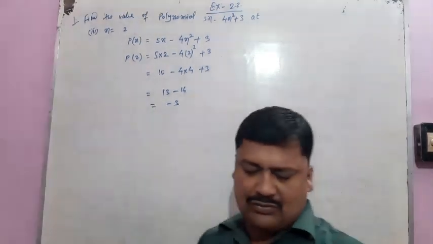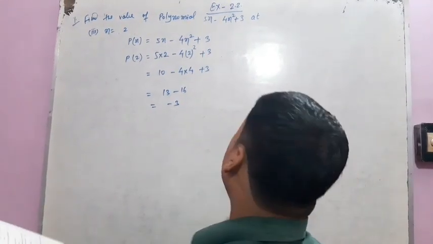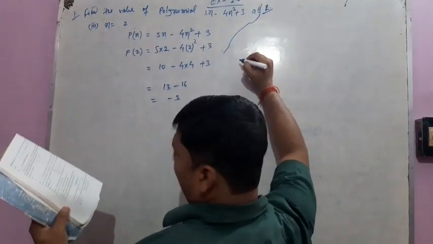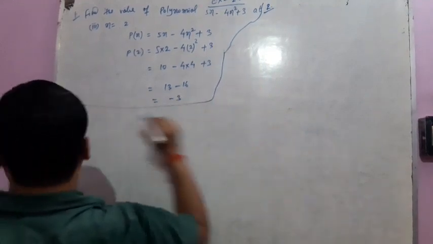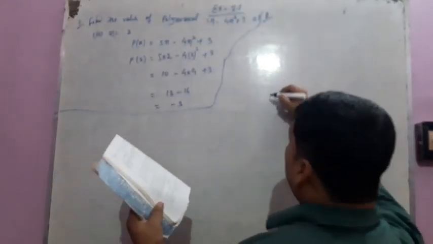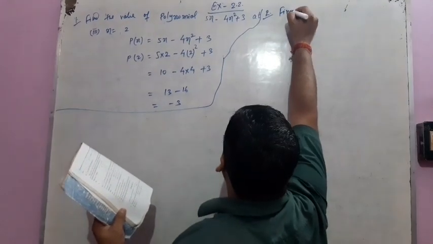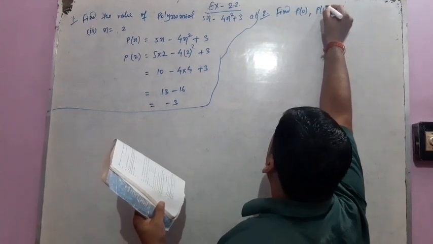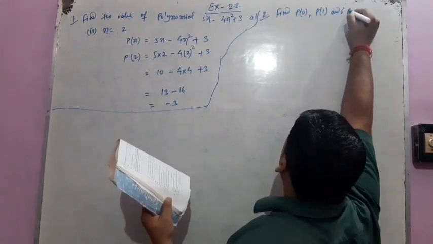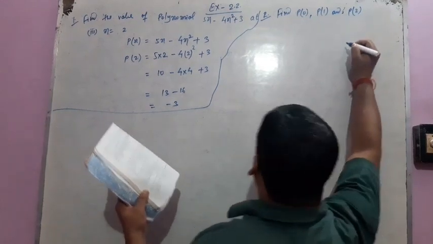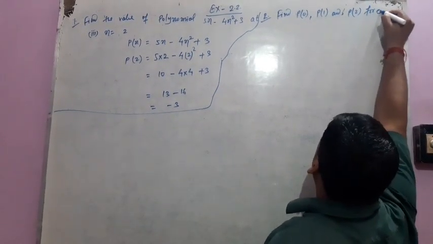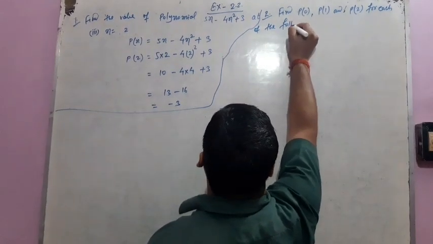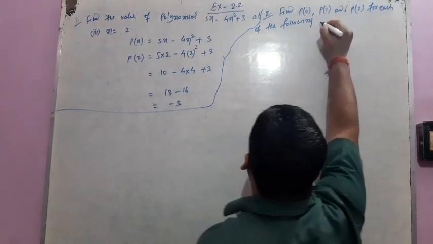In the same way, we have to solve the first and second also. Now look at question number 2. In question number 2, find p of 0, p of 1 and p of 2 for each of the following polynomials.